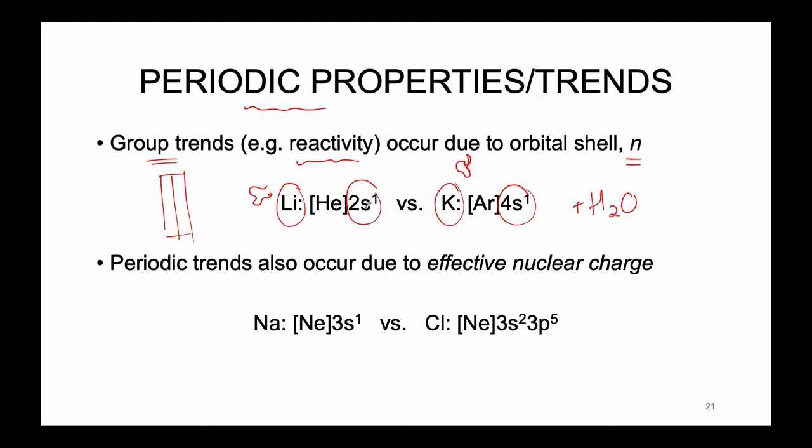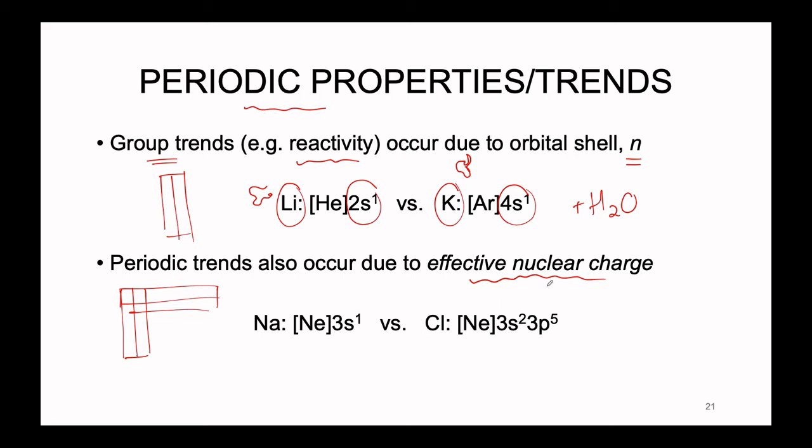Okay, so the periodic trends are those that pertain to the horizontal rows on the periodic table. And that's not to say that these two types of trends are mutually exclusive. In fact, periodic trends tend to vary observably both horizontally on the periodic table and vertically, but we haven't talked about any of the vertical or horizontal trends yet. So the horizontal trends are due to what is known as the effective nuclear charge.